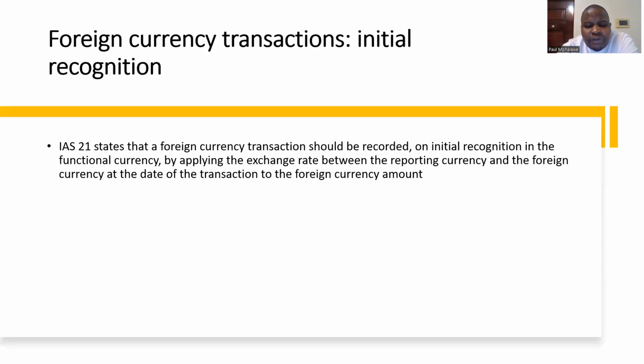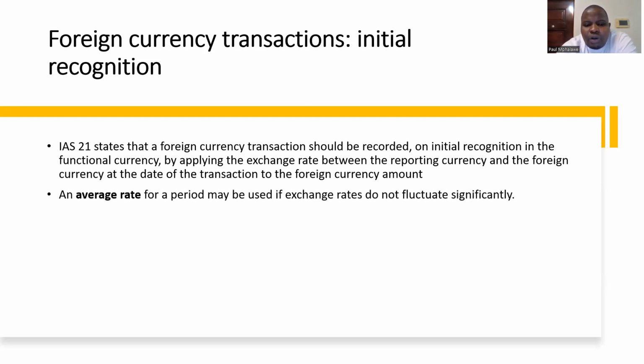So IAS 21 states that foreign currency transactions should be recorded on initial recognition in the functional currency by applying the exchange rate between the reporting currency and the foreign currency at the date of the transaction to the foreign currency amount, as we saw earlier. An average rate for a period may be used if exchange rates do not fluctuate significantly. And I must also say that income statement transactions are translated at an average rate. That is the principle.